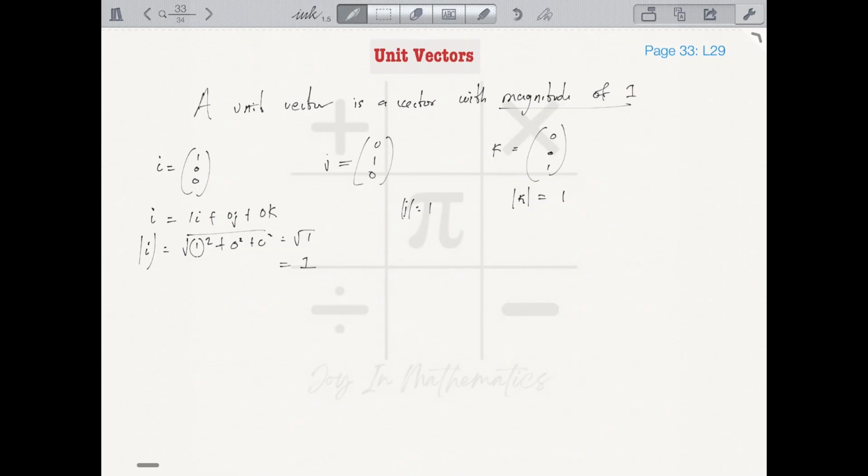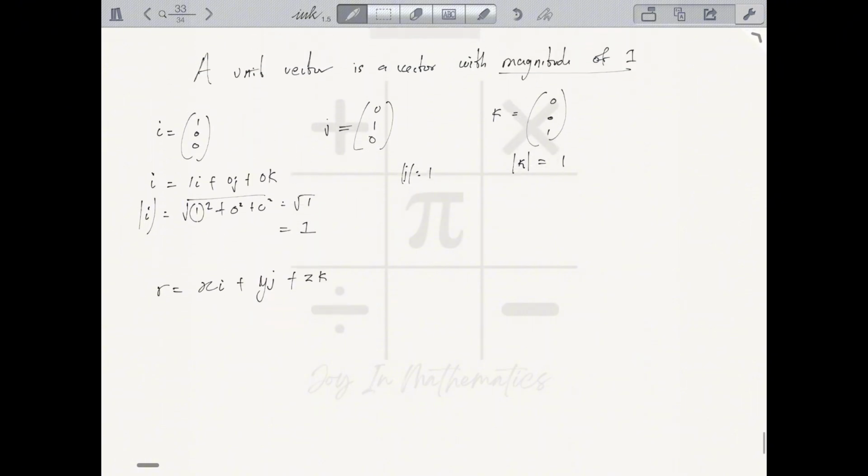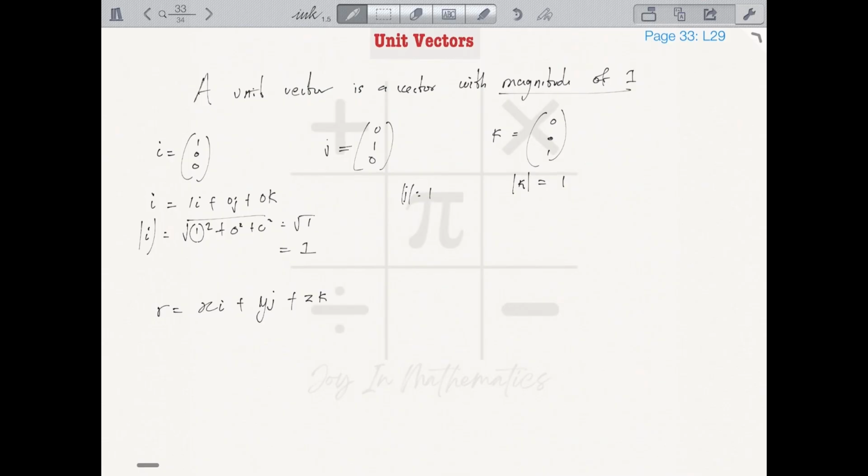Now, what if we don't have i, j, or k? What if we have a vector r that is xi plus yj plus zk? What is the unit vector? Before we continue, most of the time unit vectors are written with a cap on them, i, j, and k. So to evaluate the unit vector, the formula is simply the vector itself divided by the modulus of the vector.